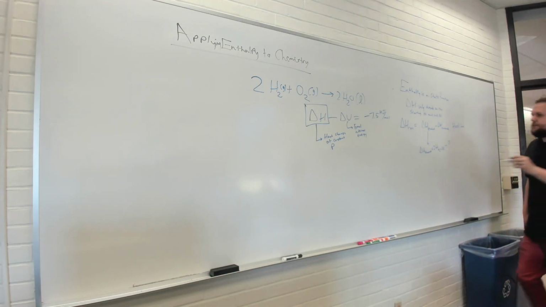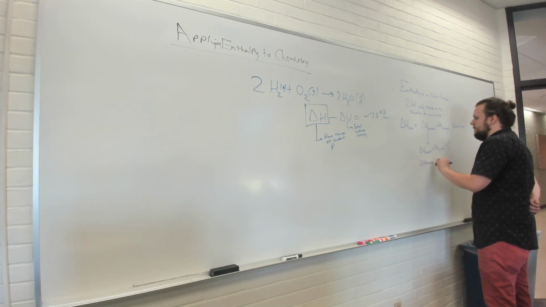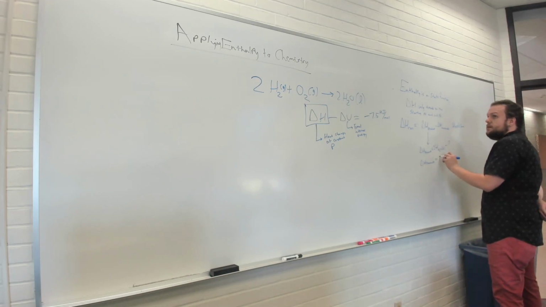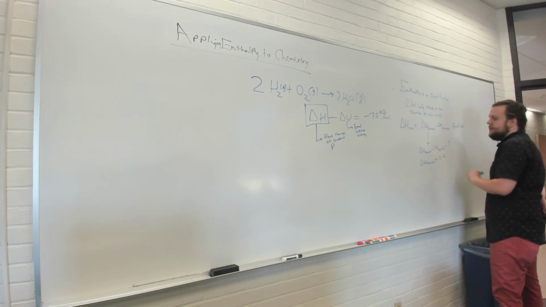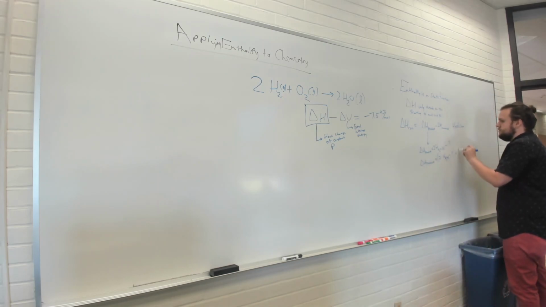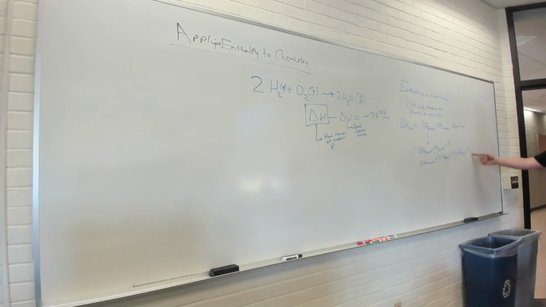Right? And the delta H of the reactants is going to be the sum of the enthalpy of each of the reactants. So that's going to be 2 times the enthalpy of H2 minus question mark, plus the enthalpy of O2 minus question mark. Now what the heck is a question mark, right?